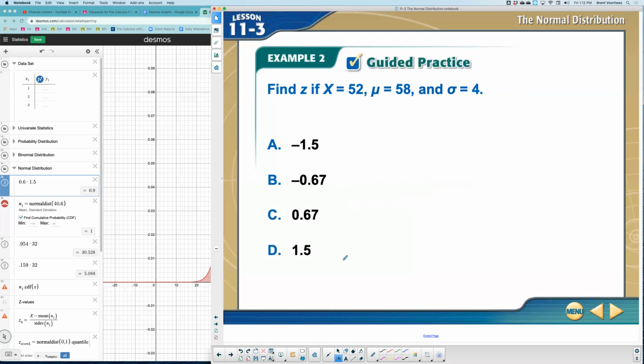Your turn. Find z, given a random variable of 52, a mean of 58, and a standard deviation of 4.